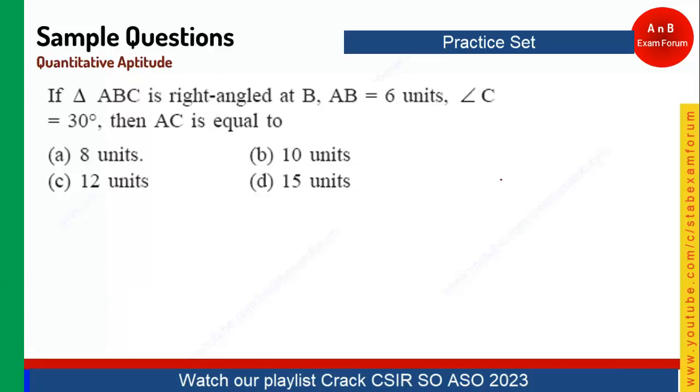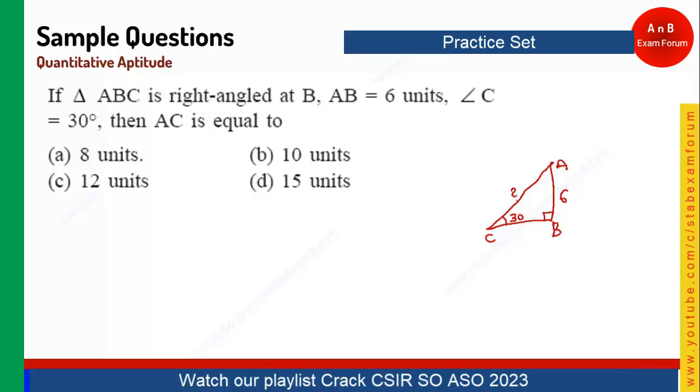So what question says, if triangle ABC is right angle triangle at B, so let's make a right angle. So right angle at B means this angle will be B. This is A, this is B, this is C. And AB is 6 units, so this is 6, and angle C is 30 degree. So you need to find AC. So what is the length of AC?